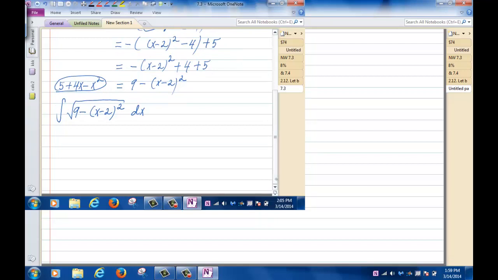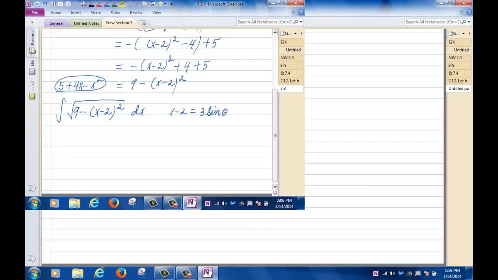So now it looks like 9 minus x squared, right? So what's my guideline for 9 minus x squared? I am going to do what substitution? Yeah, so what should I replace with sine? Okay, x minus 2 will be 3 sine theta, very good. And remember, theta is where? When we make this substitution, we have to make sure theta is between negative pi over 2 and positive pi over 2, in the first or the fourth quadrant.